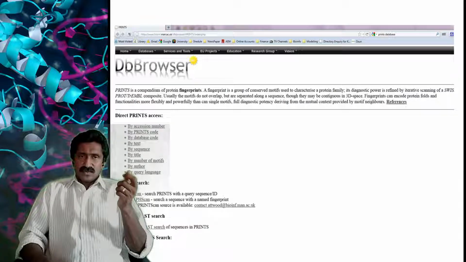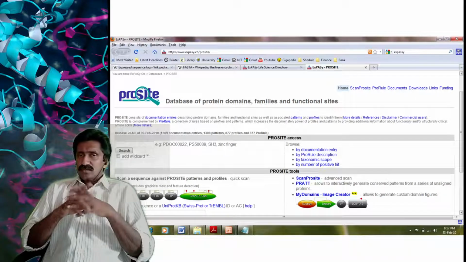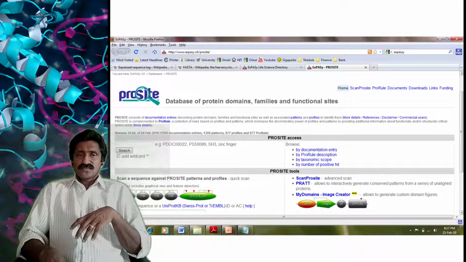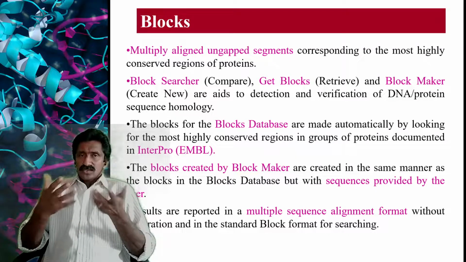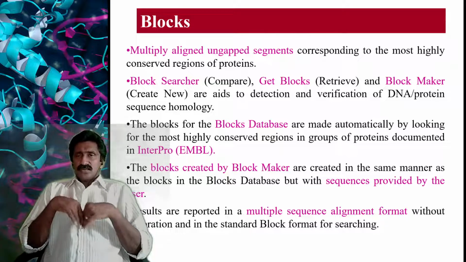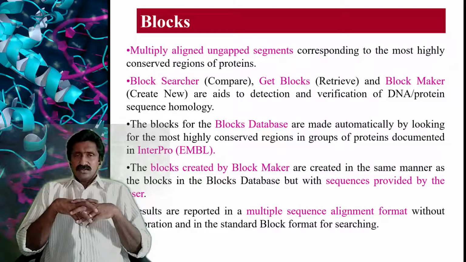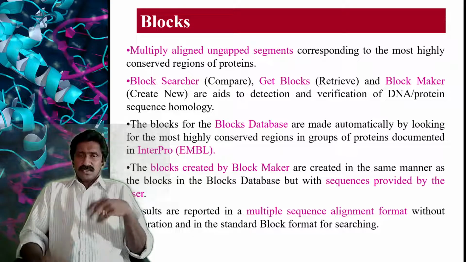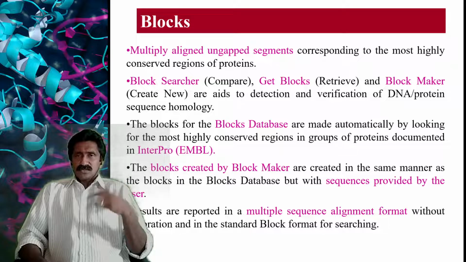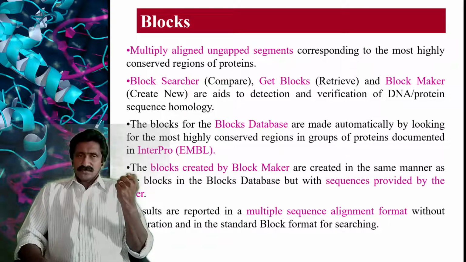So that's another one. Then ProSite, as I mentioned, is a database of protein families, domains, and functional sites. Then Blocks is another one. This is also another type of database, which stores protein blocks, and multiply aligned ungapped segments corresponding to the most highly conserved regions of the proteins are stored in Blocks.